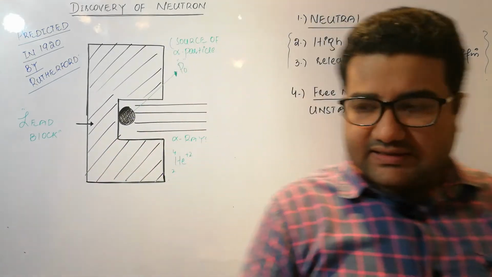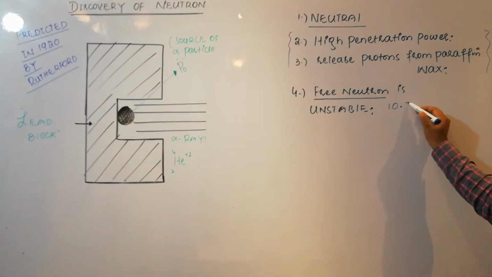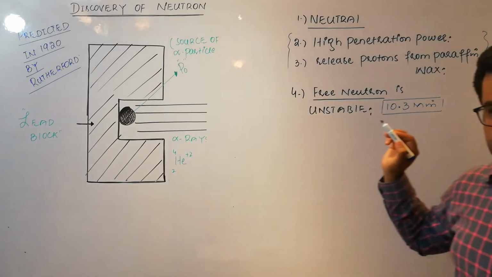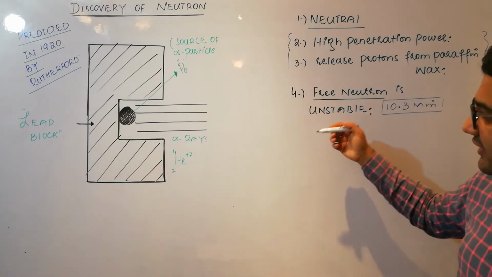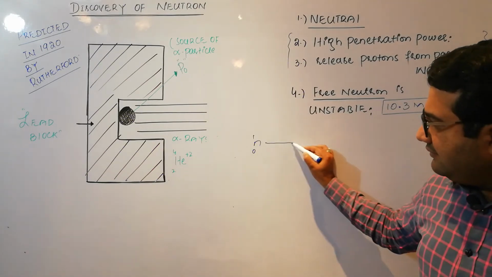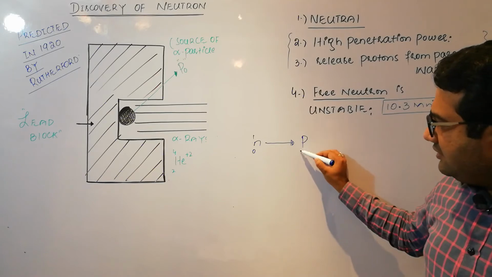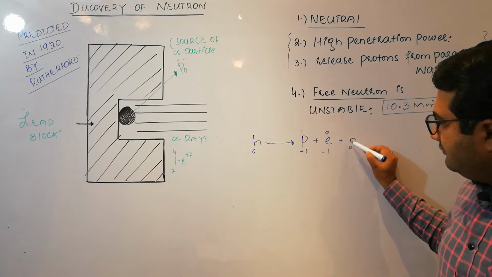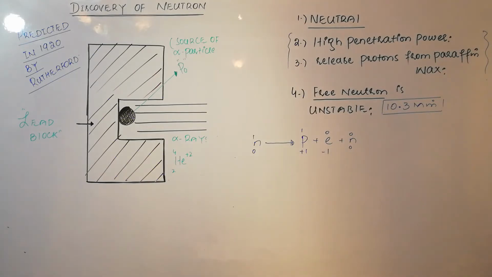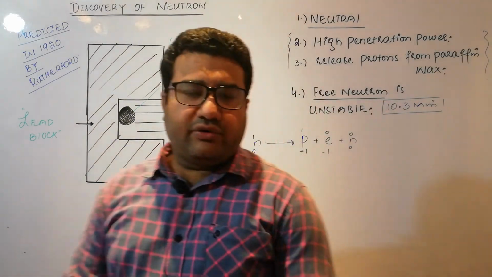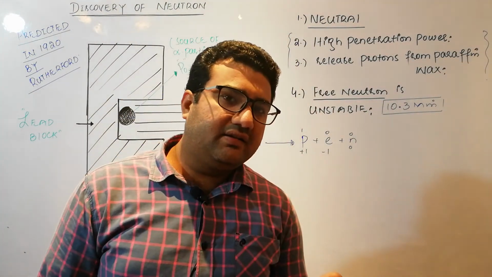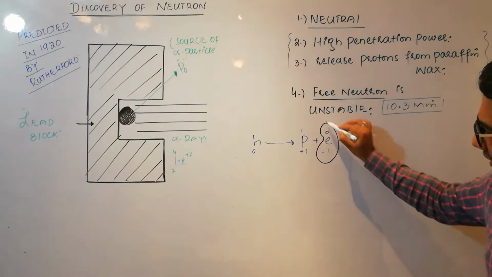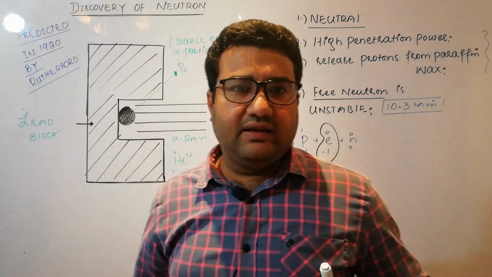And its half-life is 10.3 minutes. The free neutron is unstable, it decays. And how does it decay? It will change to a proton, an electron, and a neutrino. So a free neutron is unstable and it gives beta decay. This is beta decay because electrons are being ejected. So neutrons show beta decay when they are free neutrons.